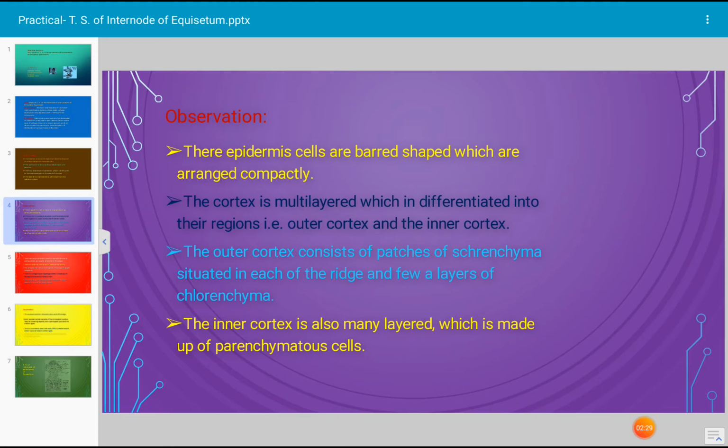The cortex is multi-layered, differentiated into the outer cortex and inner cortex. The outer cortex consists of patches of sclerenchyma tissue. Sclerenchyma is a dead tissue that gives mechanical support to the stem. This sclerenchyma is situated in each of the ridges, and a few layers of collenchyma are also there. The inner cortex is also many layered, made up of parenchymatous cells. Parenchymatous cells are thin walled cells and they help in storage of food.